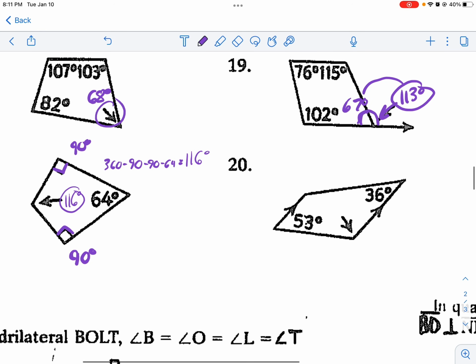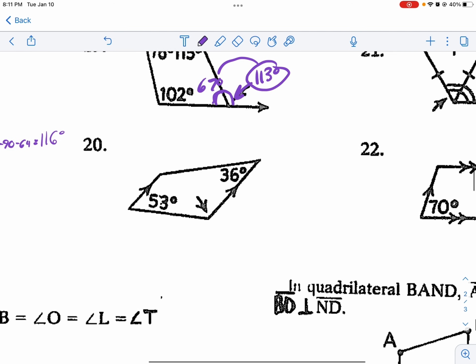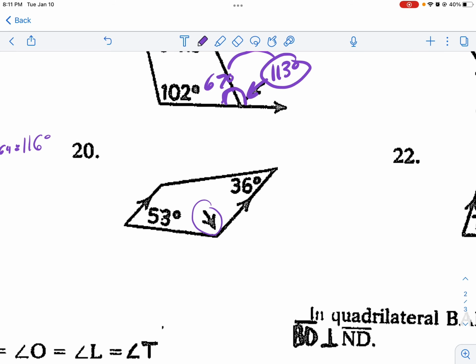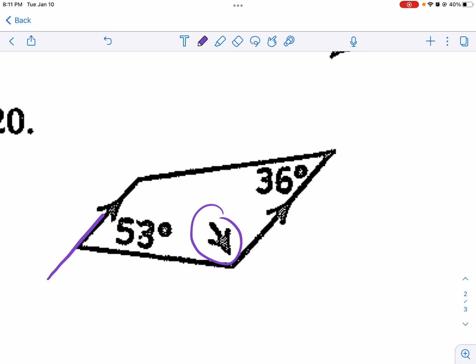Number 20 asks us to find this missing angle here. And you're asking me, Mr. P, we only have two of the four angles. There's no way we can find those. Well, good thing we have knowledge of same side interior angles. That's the trick with these.